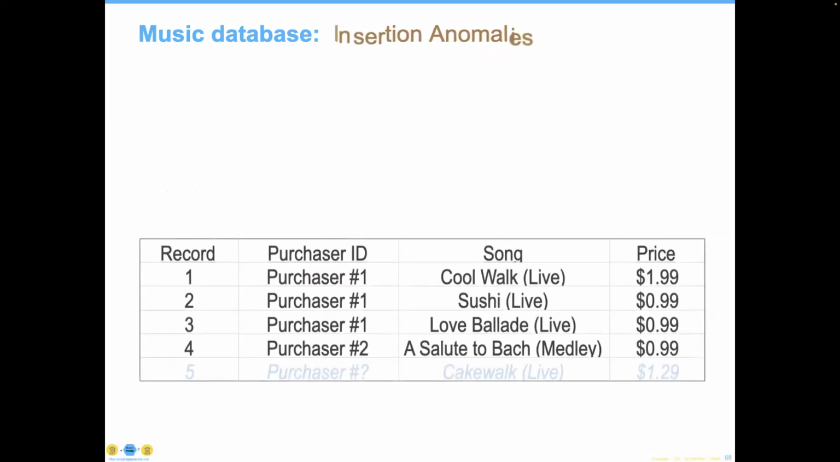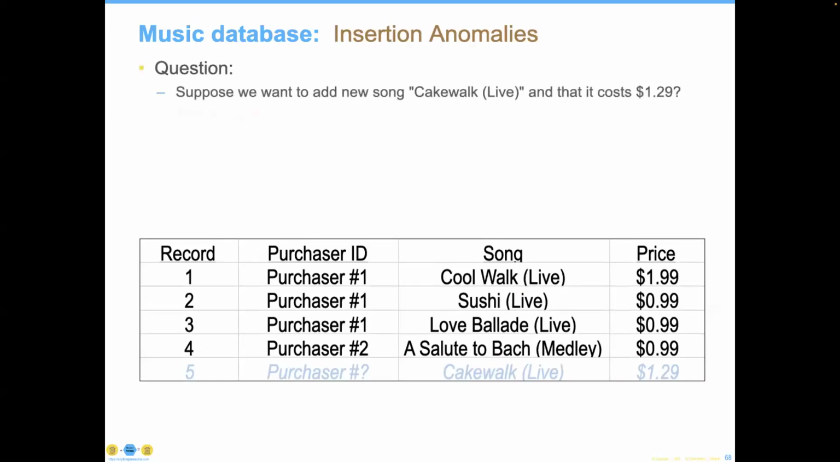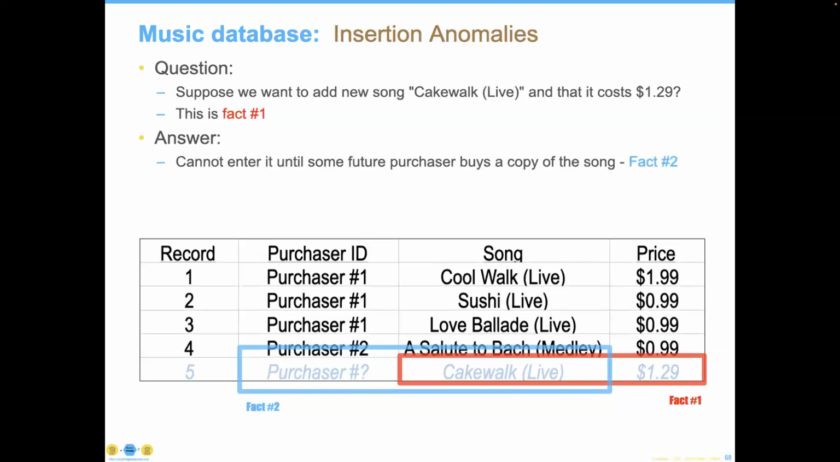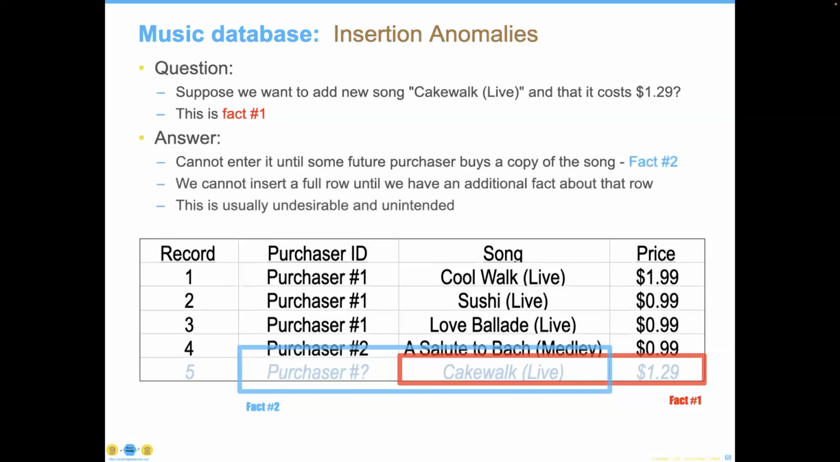It's usually undesirable. There's another thing called an insertion anomaly. What if I want to add a new song? Suppose I want to add a new song called Cakewalk, and it costs $1.29. This is the first fact. The second fact, I have to have both in order to add it. It requires somebody to buy Cakewalk Live. So I can't add something to that row until a future purchaser buys a copy of the song.